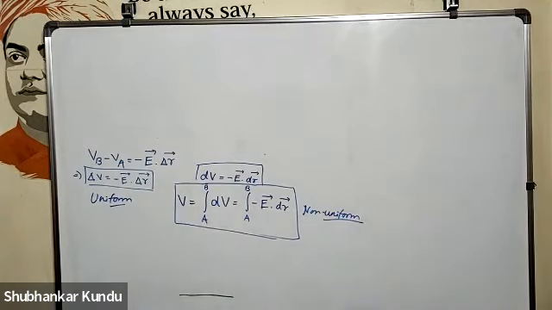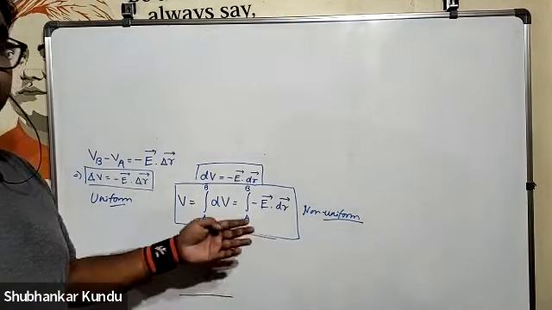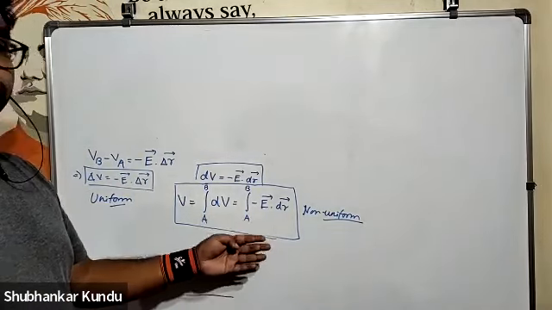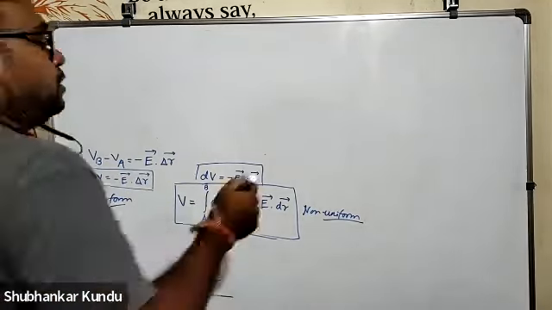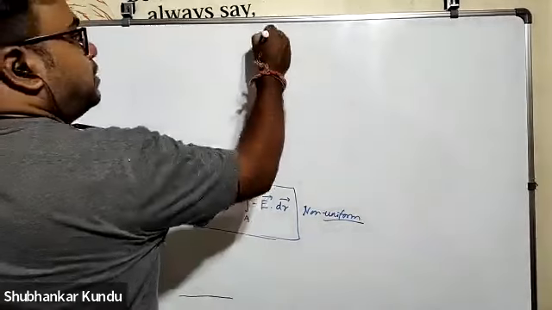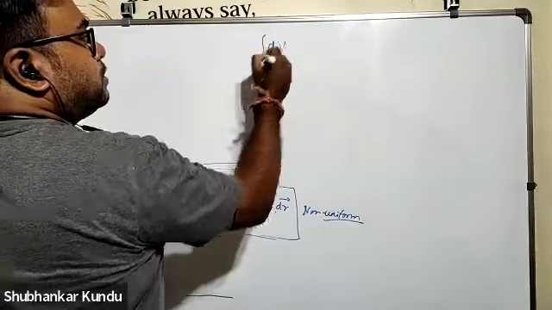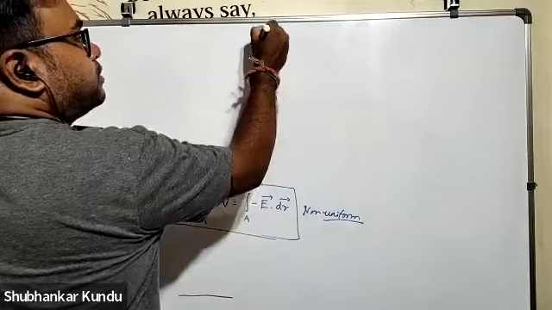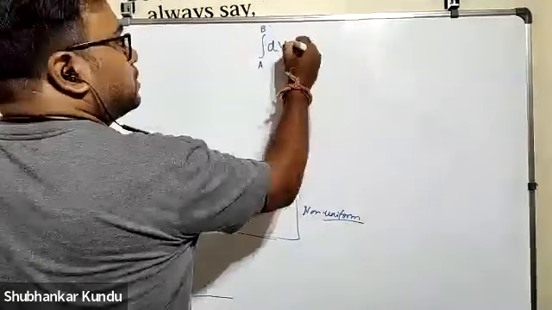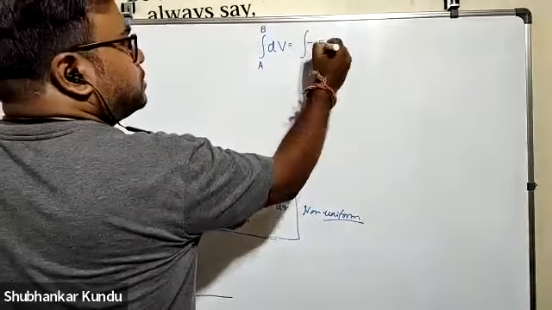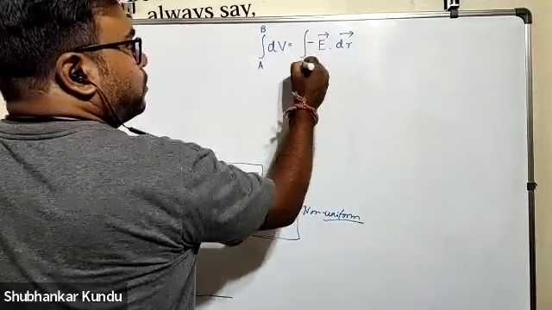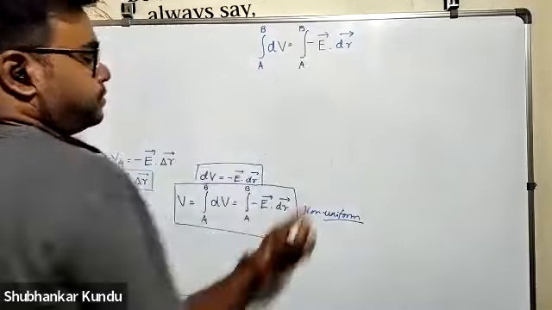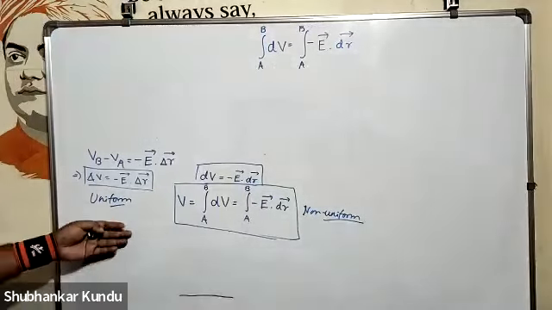What I told is that by using the expression we derived in the non-uniform case, we can land upon the expression we have in the uniform case also. Let us use this one. Integration of dV from A to B is equal to integration of minus E dot dr from A to B. That is what we have. We need to reach here.